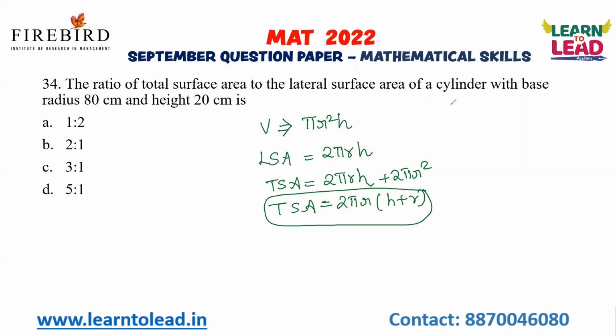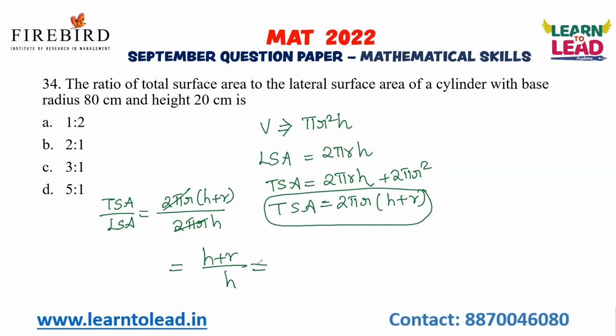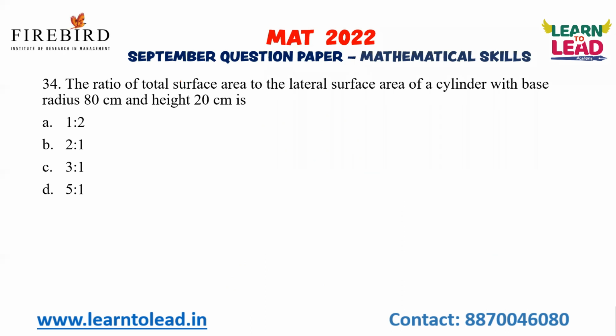They're asking the ratio of total surface area, that is TSA, to the lateral surface area of a cylinder. What is total surface area? We got it as 2 pi r into h plus r. And lateral surface area is 2 pi r h. So you can cancel 2 pi r and 2 pi r, right? So h plus r by h. And they have given the radius of the base as 80 centimeter. So r is equal to 80 and height is 20. So 80 plus 20 divided by height 20. So 100 by 20. So the ratio is 5:1, that is the answer. It is just enough if you know the basic concepts alone, right? Formulas. It's a question based on mensuration.